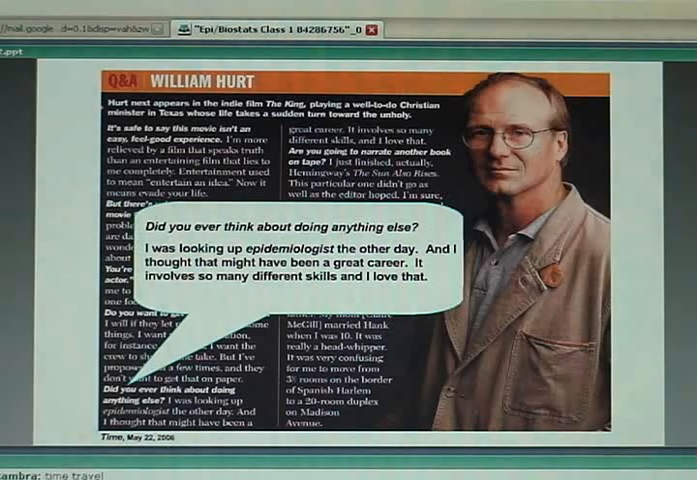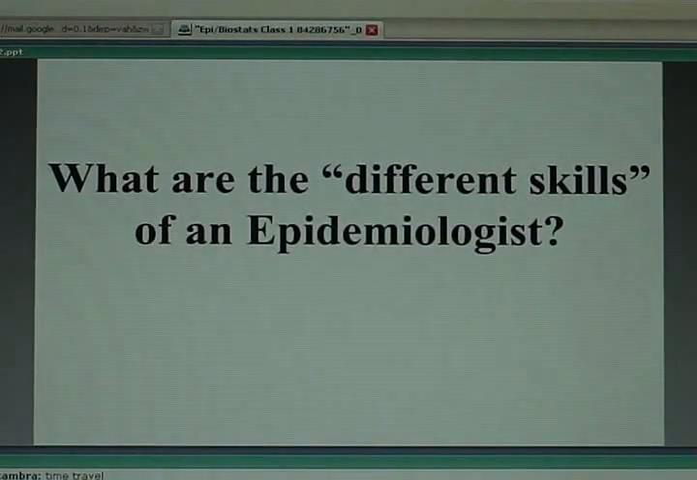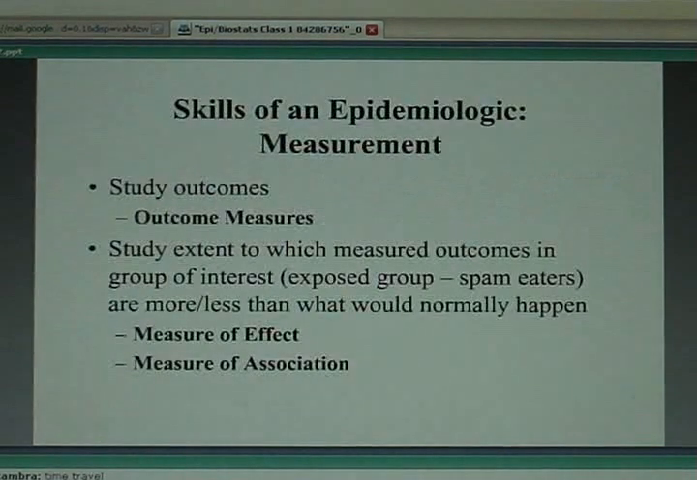So today, the particular skill that I want to talk about when we talk about these different skills is namely measurement, what epidemiologists do when we try to measure things.